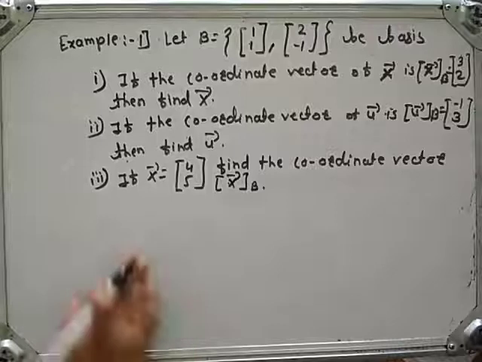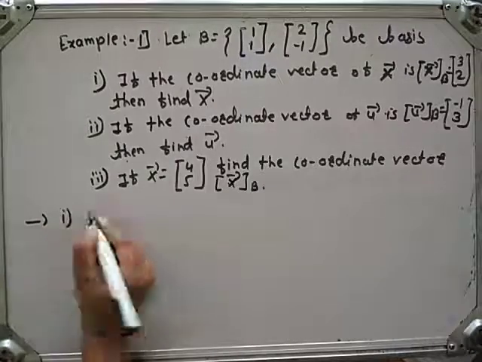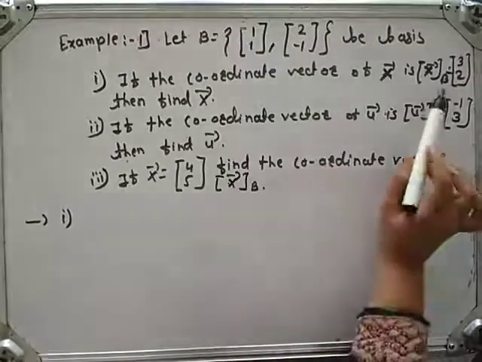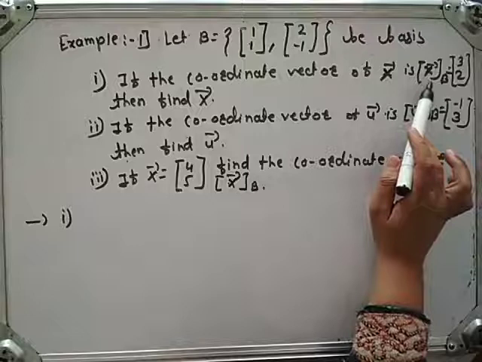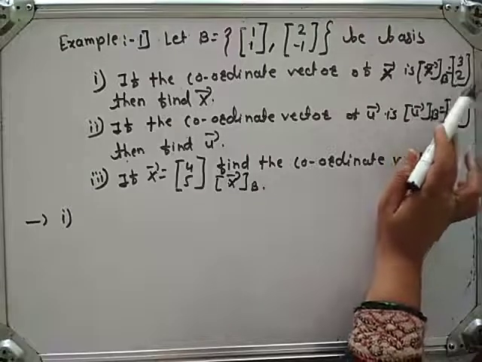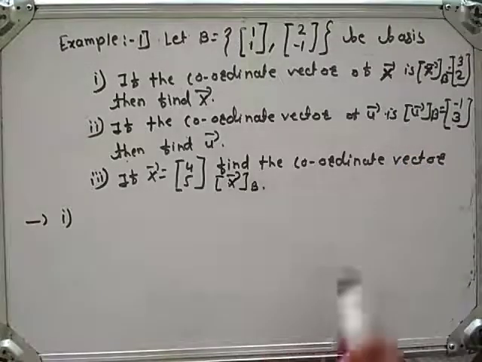Okay, now we will solve one by one. In the first, we have given the coordinate vector of x bar relative to the basis B is equal to (3, 2). First of all, we recall the definition of coordinate vector.